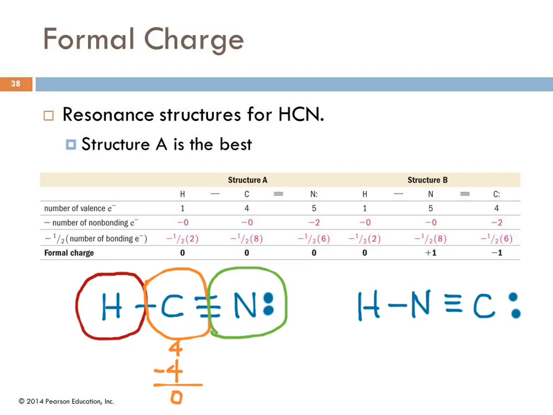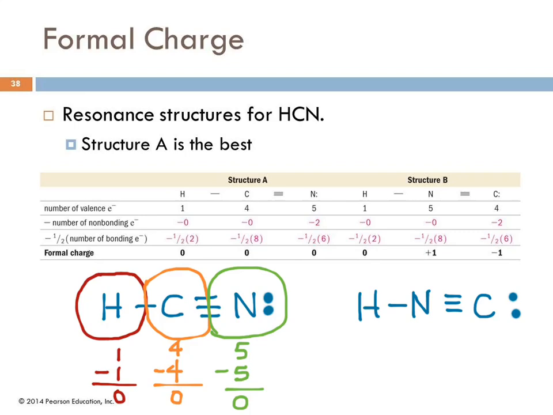How many does hydrogen own in this structure? 1. And how many did it bring? 1. So 1 minus 1 is 0. We're doing well so far. How many does nitrogen have here? 1, 2, 3, 4, 5. How many did it bring to the molecule? 5. 5 minus 5 is 0. 0 formal charges. This is good. Then we look at the other one.